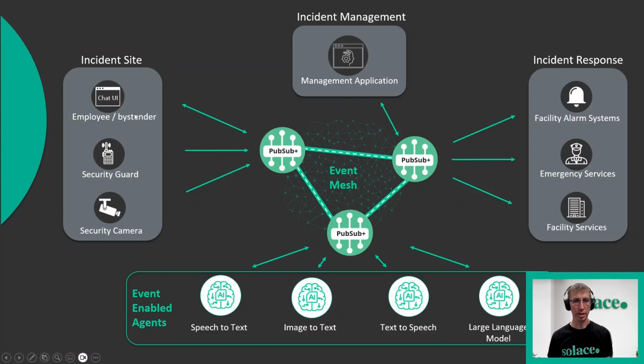We have employees who can send in chat messages, we have security guards who have a two-way radio, and there's some security cameras. On the right-hand side, we see that there's incident response systems. These receive events from the event mesh, and they are such things as alarm systems, emergency services, or the building facilities. Finally, in the middle, we've got a simple management application that can coordinate some of the events.